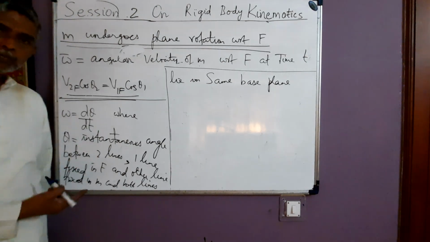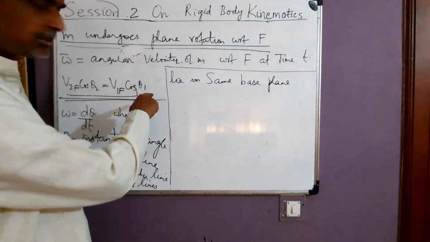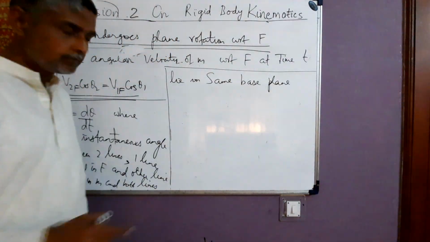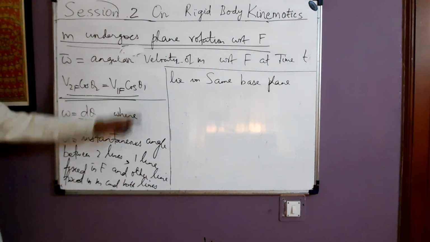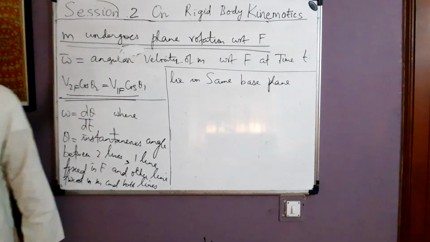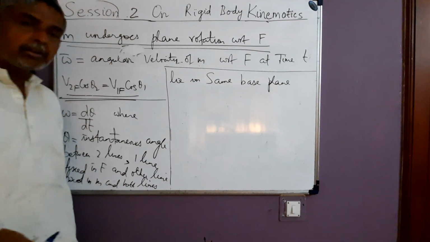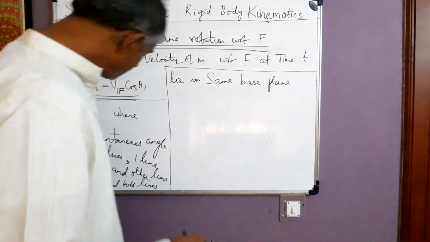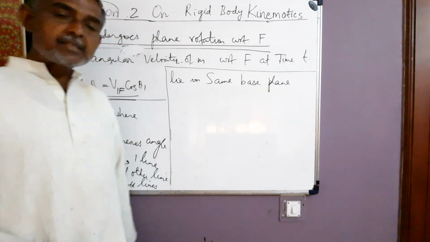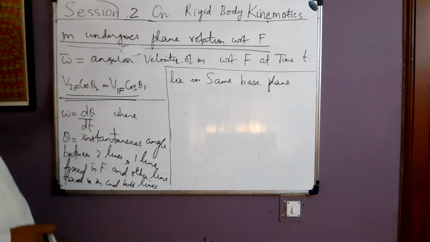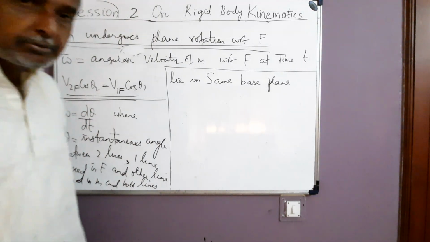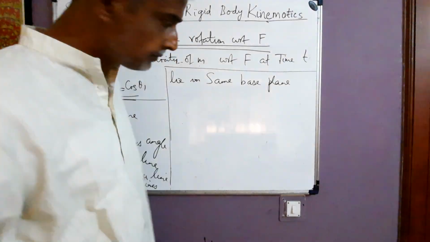The first definition of omega I just stated. First I proved the second definition, which was more lengthy, and the first definition I just stated. So theta is the instantaneous angle between two lines, one line fixed in m, the other fixed in f, both lying in the same base plane. The instantaneous rate of change of that angle is the angular velocity of m with respect to f at time t. Alright, fine.